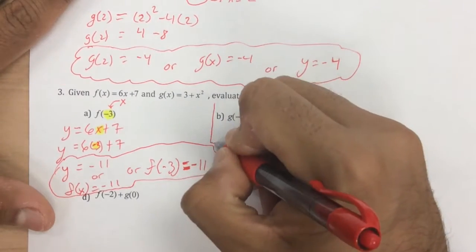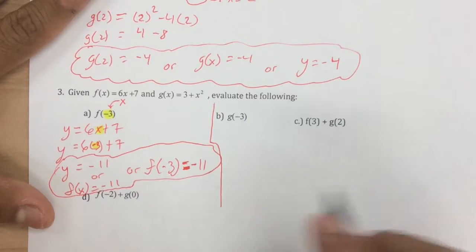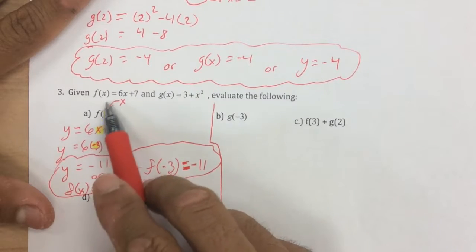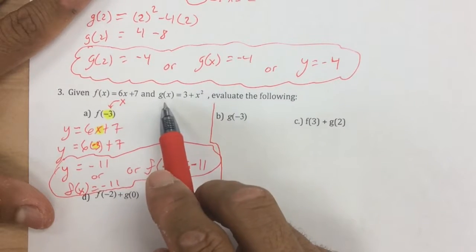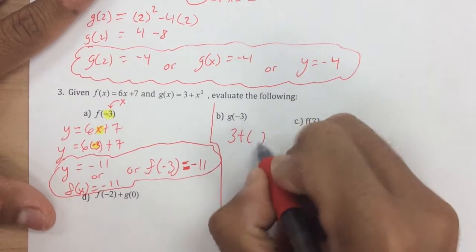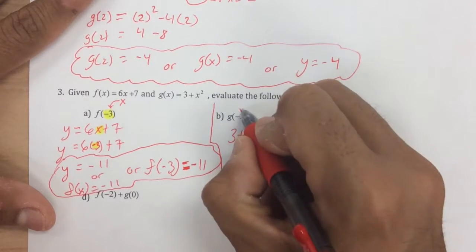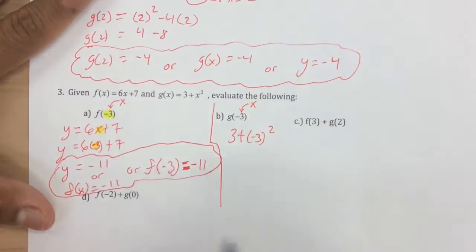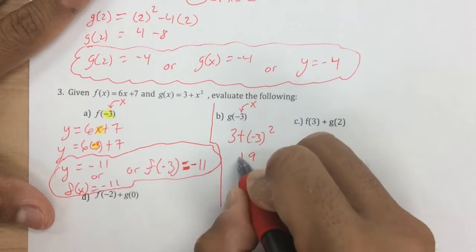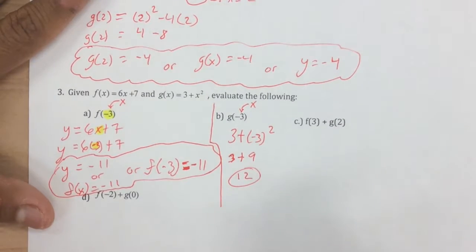Now, moving on. g of negative 3. Same idea, but this time I'm going to have to plug it into the function that says g of x. The first one we used the function f of x. For this one, we're going to use the function g of x. So for that one, I'm just going to say 3 plus parentheses squared. And inside those parentheses, the number negative 3 goes in there. Because remember, this is your x, and we're using the g of x function. So negative 3 squared is 9. 9 plus 3 is 12. And there's your answer for that one.